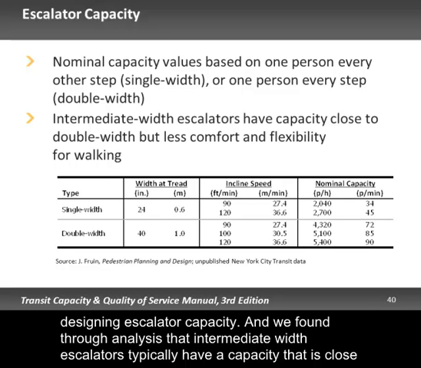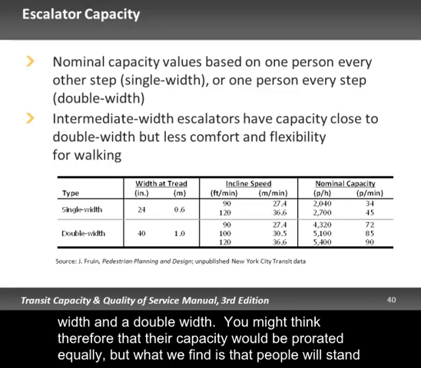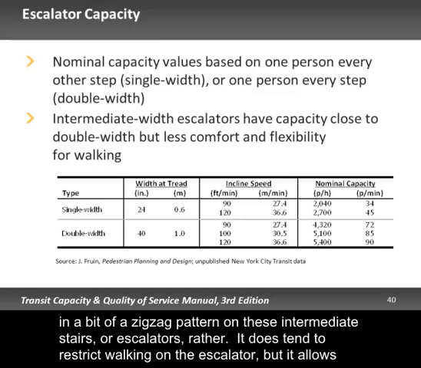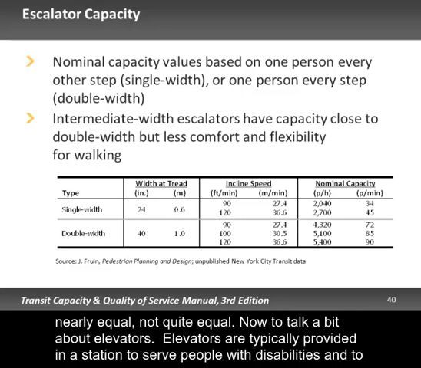And we found through analysis that intermediate width escalators typically have a capacity that is close to the capacity of a double width escalator. That may seem a little counterintuitive. Their width is exactly halfway between the width of a single width and a double width. You might think, therefore, that their capacity would be prorated equally. But what we find is that people will stand in a bit of a zigzag pattern on these intermediate escalators. It does tend to restrict walking on the escalator, but it allows people to stand on them in a density that is very nearly equal to the density we find on a double width escalator, and therefore the capacity is nearly equal, not quite equal.